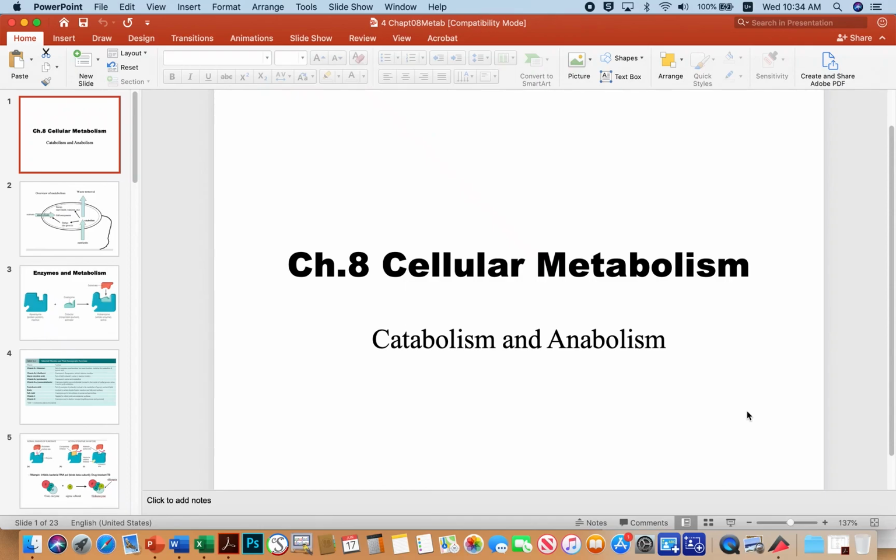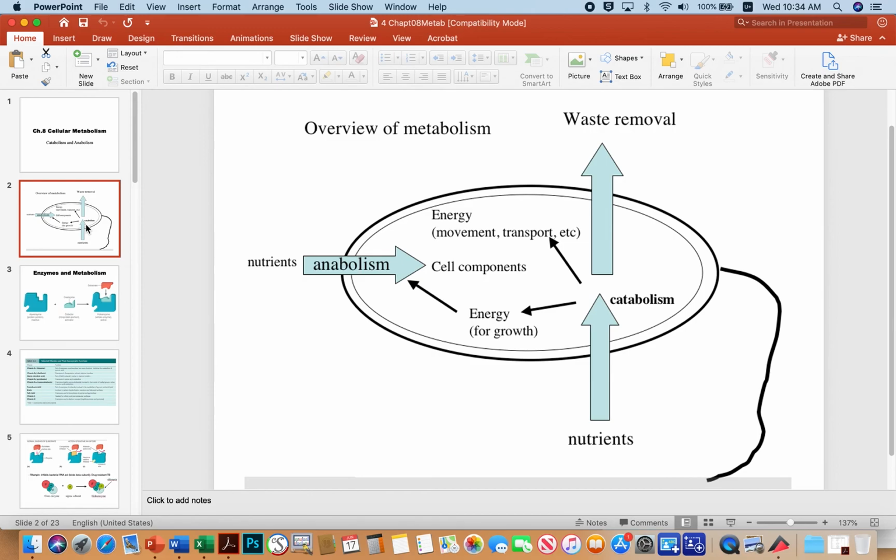This lecture covers cellular metabolism, both catabolic and anabolic reactions. And so here we see an overview of metabolism in which nutrients are taken into the cell and, through the process of anabolism, are put together into making cell components. And then here nutrients are taken into the cell and catabolized to make energy for growth, energy for movement and transport. So again, movement to power the flagella or to build the flagella, and again, to make cell components.